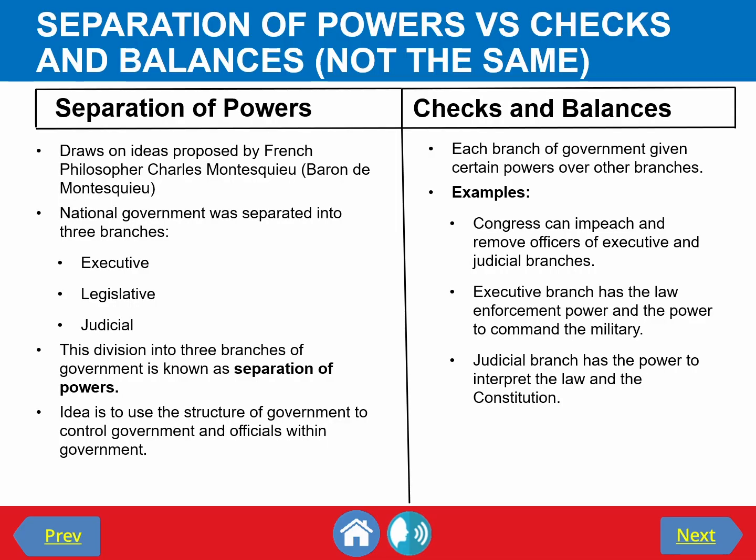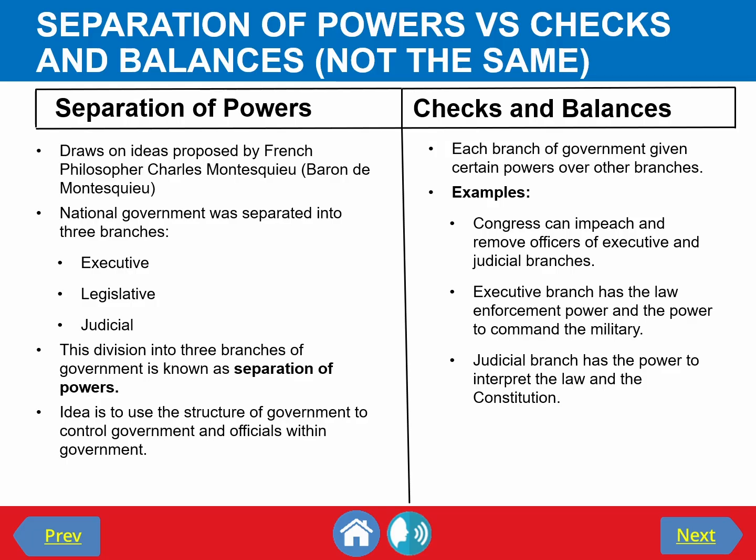Drawing on the ideas proposed by French political philosopher Charles Montesquieu, the national government was separated into three branches: the executive branch, the legislative branch, and the judicial branch. Each branch of government was given specific and unique powers that could not be exercised by the other branches. This system is known as separation of powers. The idea behind separation of powers is to use the structure of government to control both the institutions of government and the officials within those institutions.